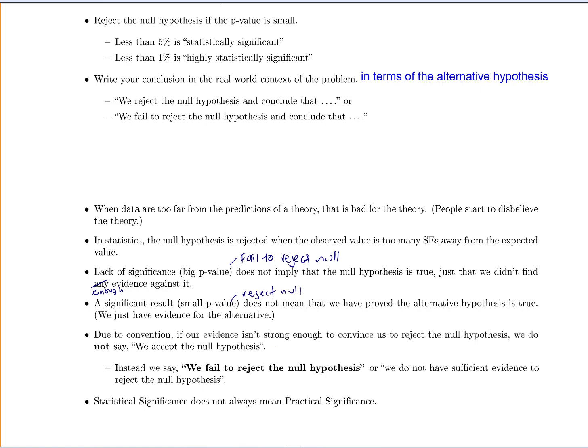And due to convention or tradition, if our evidence isn't strong enough to convince us to reject the null hypothesis, we don't say we accept the null. Instead, we say we fail to reject the null hypothesis, or we don't have enough evidence to reject the null hypothesis.